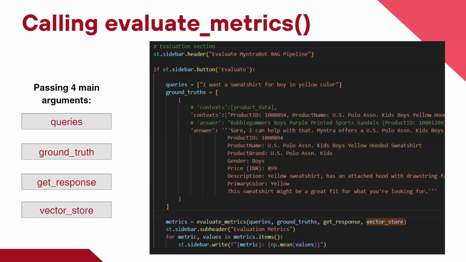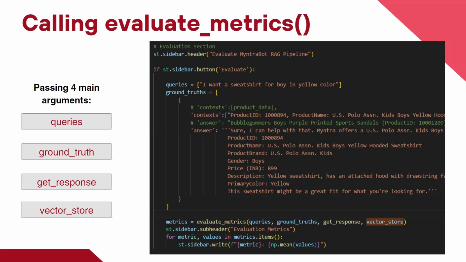So now define a list called queries. Here I'm providing a single user query, and I'm writing: I want a sweatshirt for a boy in a yellow color. Now let's define a ground truth. It contains context and answer. Context is a list of relevant product information related to the query. An answer is a string that provides a detailed description of the product that matches the query. This is the expected correct response for the query.